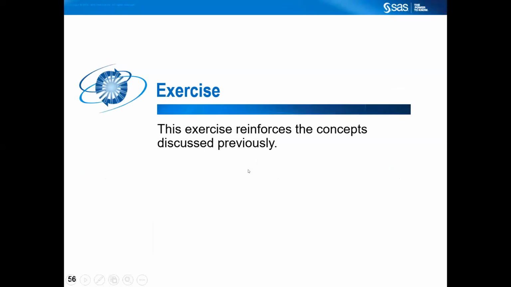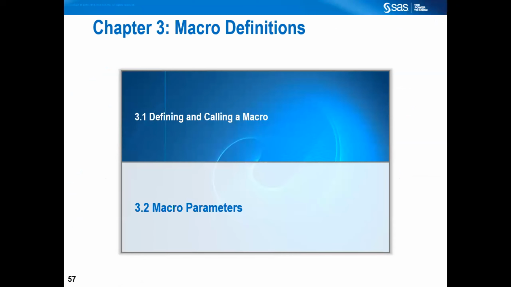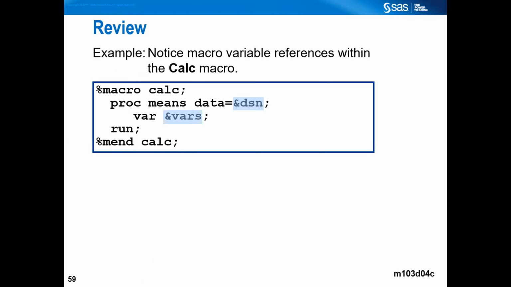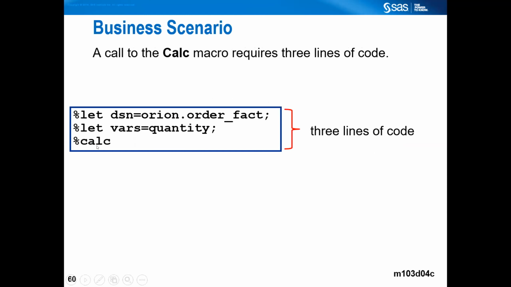So the next topic is macro parameters. The objectives: we will define and call macros with parameters, and describe the difference between positional and keyword parameters. Notice the macro variable references within this macro. We know within this macro we have two macro variables. So every time you call a macro, you need to submit three statements, two for creating your macro variable values and one for calling it.